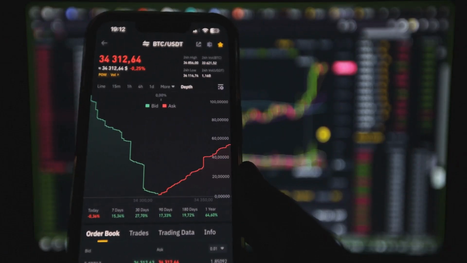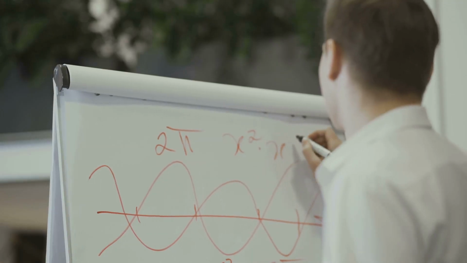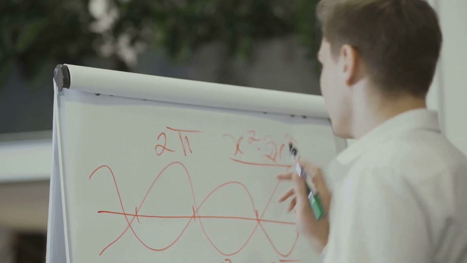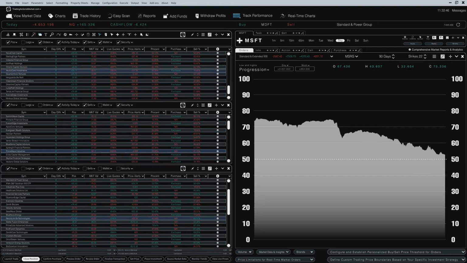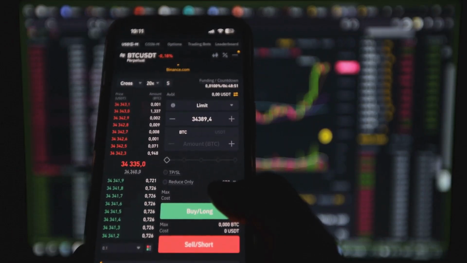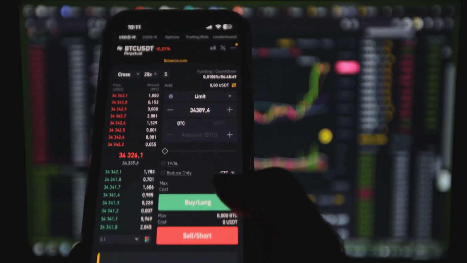Start by gaining a solid understanding of options pricing models. The Black-Scholes model, while not perfect, is widely used and provides a framework for understanding how options are valued. Familiarize yourself with the Greeks, such as delta, theta, vega, and gamma. These measures provide insights into how an options price is likely to react to changes in various factors.